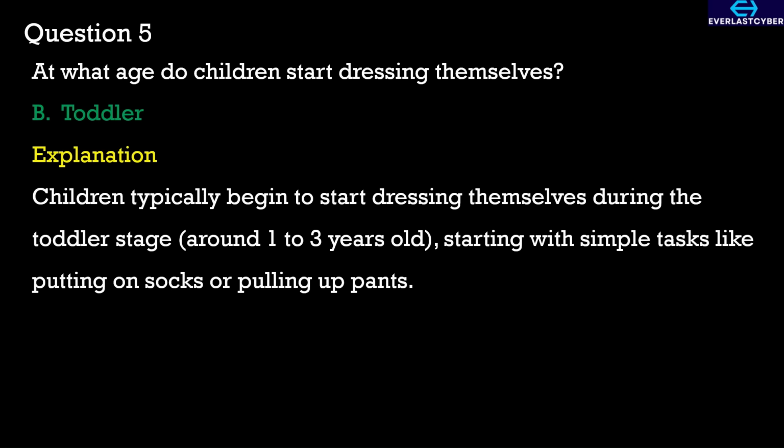Infancy, which is from 0 to 1 year, is too early for self-dressing. And at the preschool age, which is 3 to 5 years, children have already improved their dressing skills and can dress more independently. At middle childhood, which is from 6 to 12 years, children can dress fully independently and choose their own clothes. So the age where they start dressing themselves is at the toddler age, which is between 1 to 3 years old.